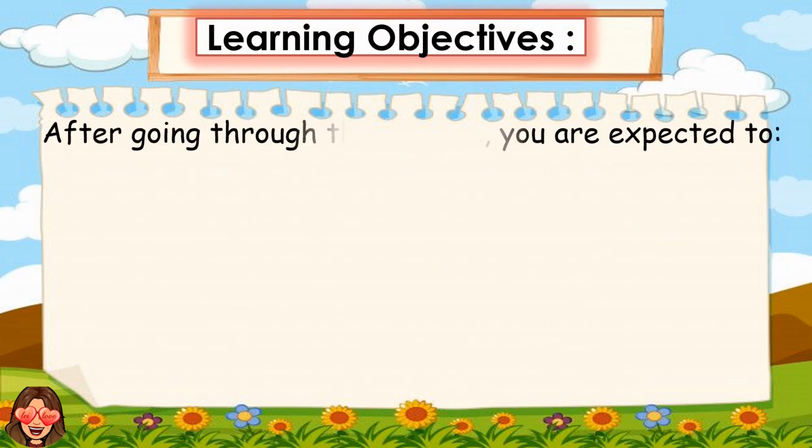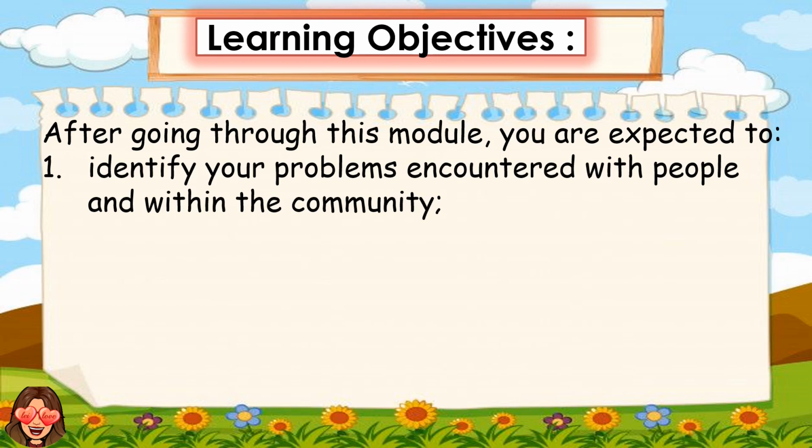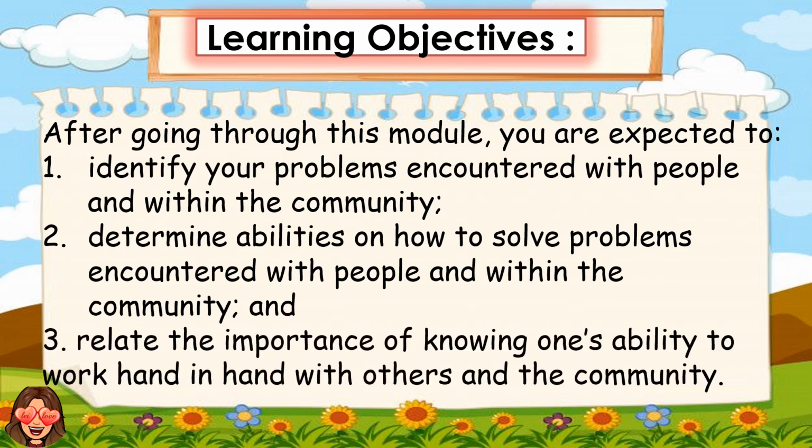Learning objectives. After going through this module, you are expected to: number 1, identify your problems encountered with people and within the community. Number 2, determine abilities on how to solve problems encountered with people and within the community. And for number 3, relate the importance of knowing one's ability to work hand in hand with others and the community.